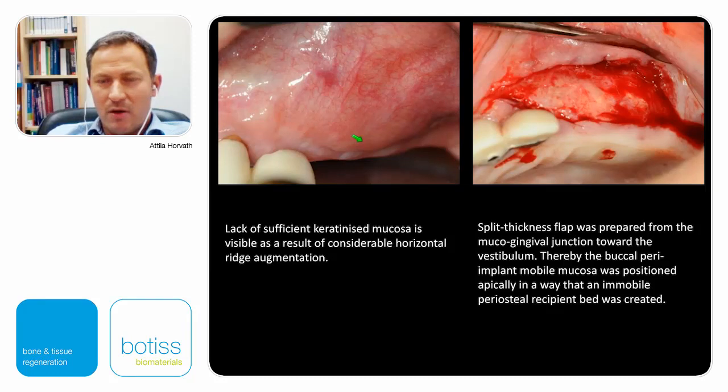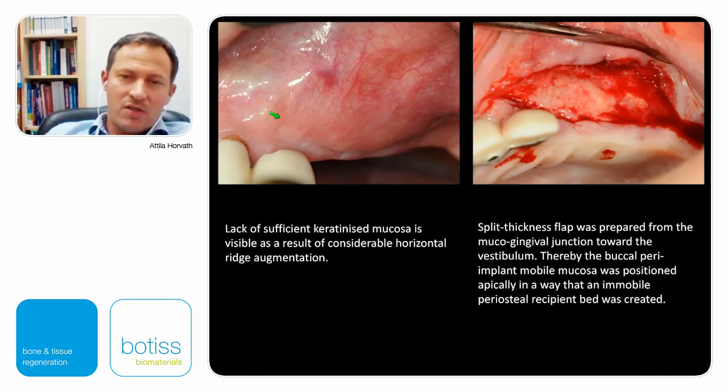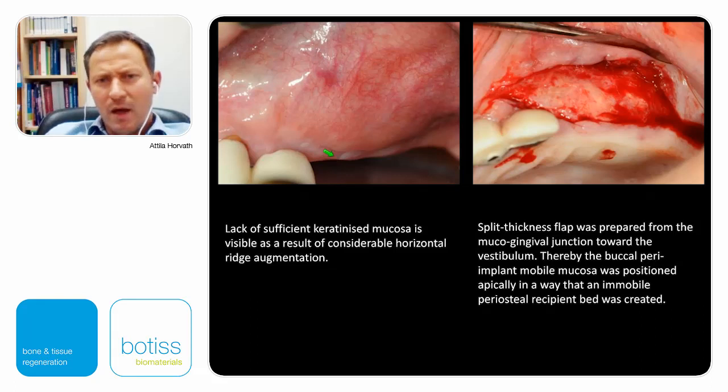So in the first picture, you could see again a huge defect, I would say, here in the upper left quadrant. The mucogingival line is pretty much coronal, instead of being here. If we would like to place an implant there, of course we need to increase the amount of keratinized tissue. So why do we have that loss of keratinized tissue? Because obviously we've done, as in the previous case, a considerable amount of GBR, bone augmentation, and sometimes sinus floor augmentation as well.